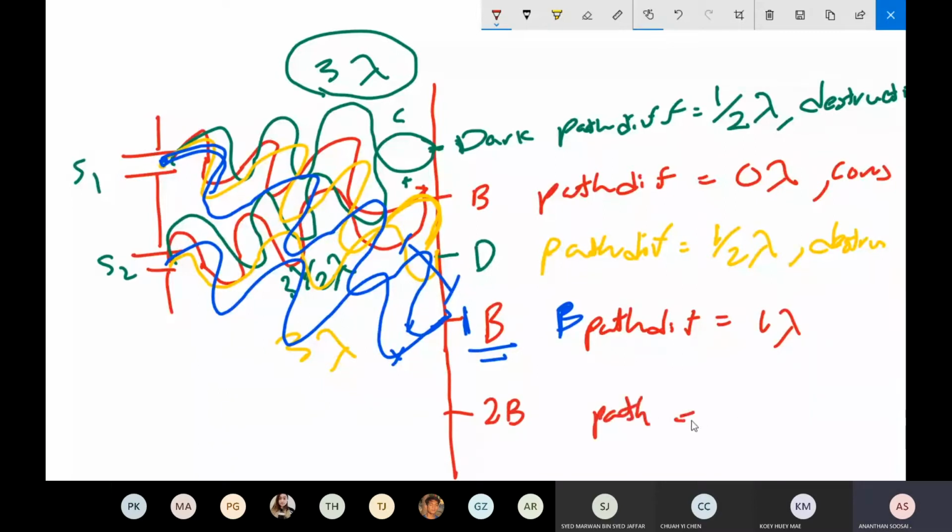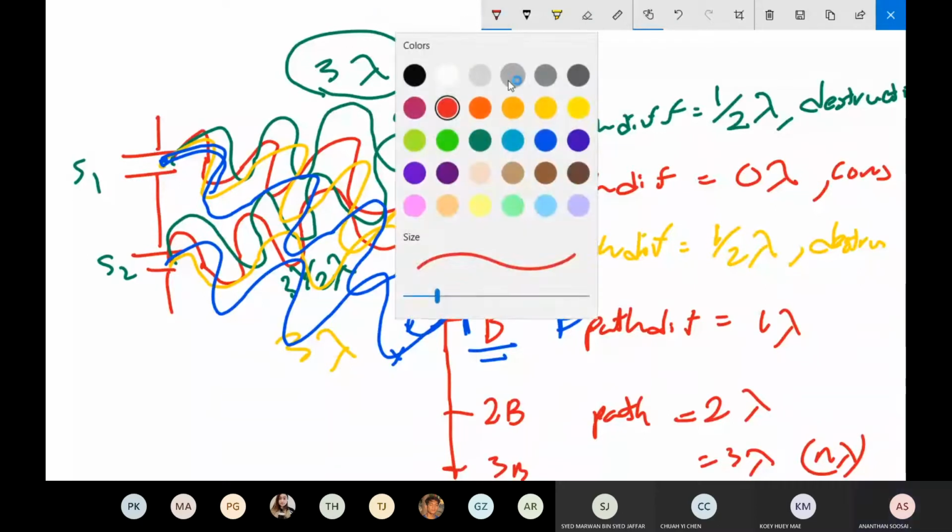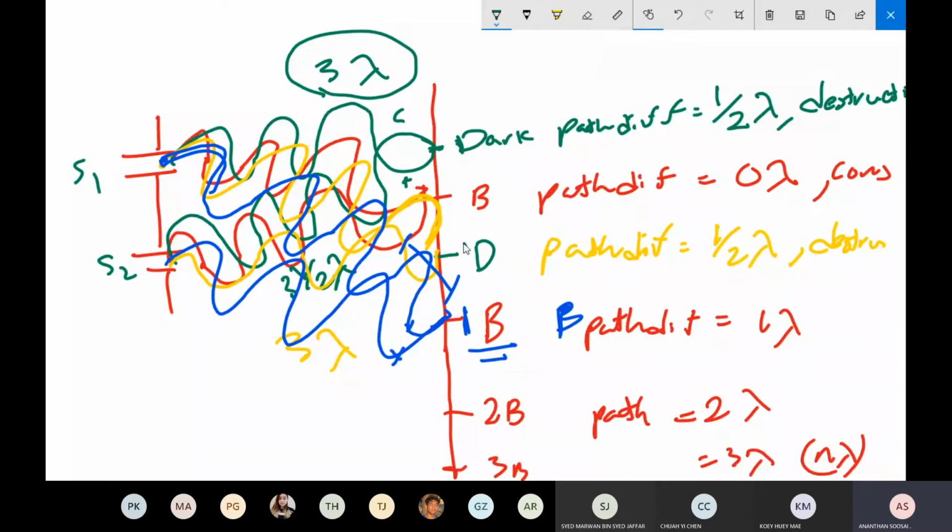So the conclusion is, for the second bright the path difference will be 2 lambda. The third bright will be path difference of 3 lambda. That's why I say it's n lambda for the bright. For the dark, tell me. The first dark here is found to be half lambda. This is the center, zero bright, then first dark. Can you tell me the second dark? What is the path difference?